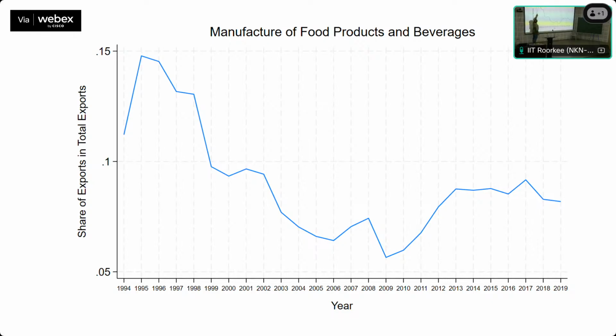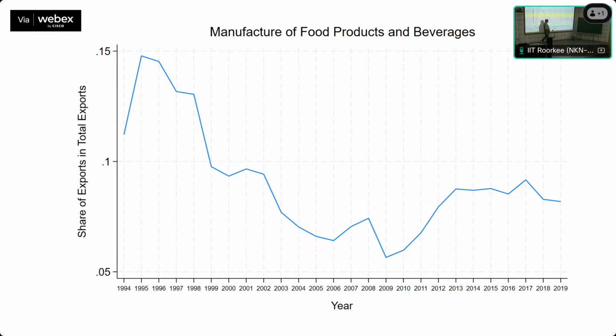This is about 12%. From 12%, it has come down to about 8%. So it has declined significantly over the years. Okay, so this picked up a bit. It has declined more in 2009.